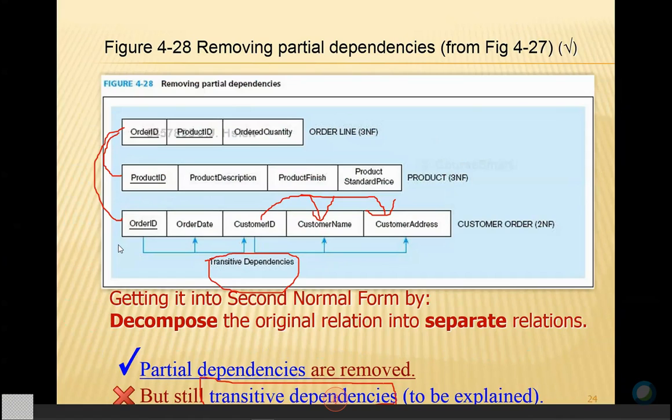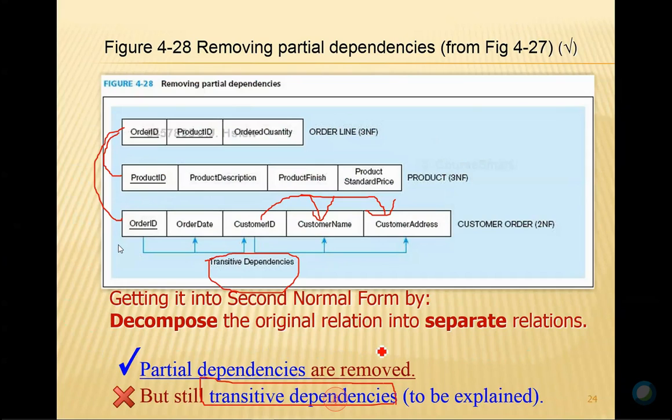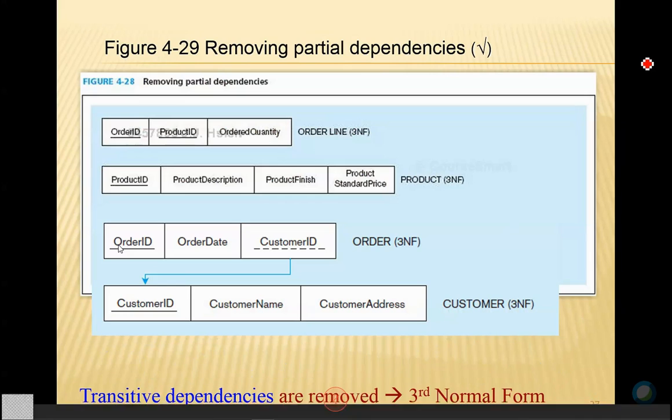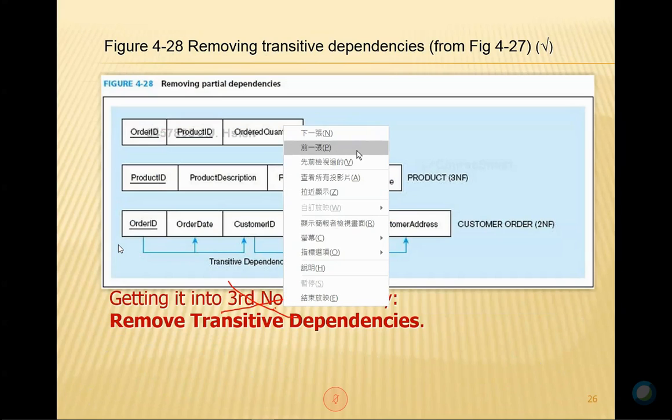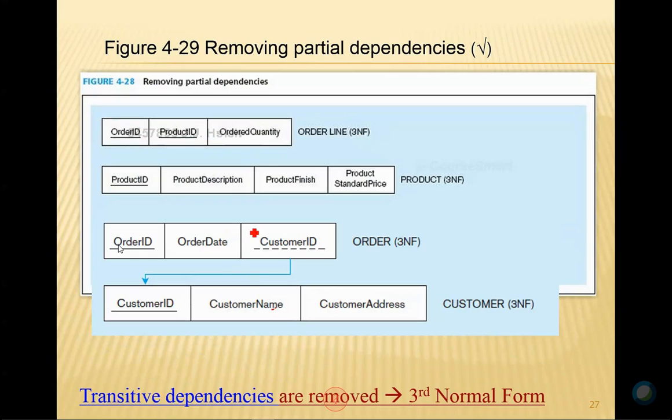Whenever you have this, yes, break it down, separate the table, exactly. So whenever you have this transitive dependency, you break it down further, like this one. So from slide 26, we have transitive dependency, and this is not in the third normal form because we still have transitive dependency. You can remove the transitive dependency by separating that into another table, right?